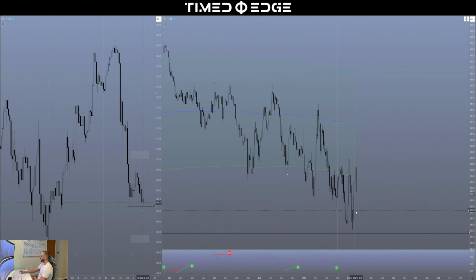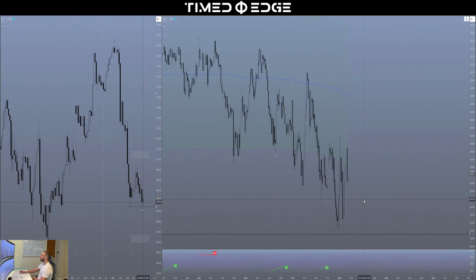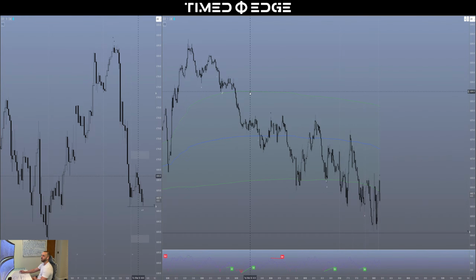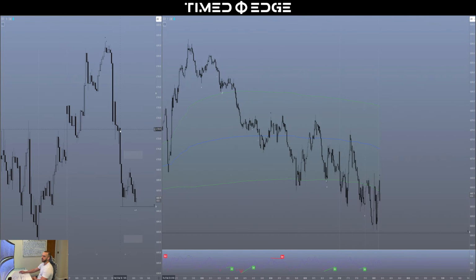Okay, now we're getting some bears come in. We're heavily bearish on this market, right? The daily profile was bearish.